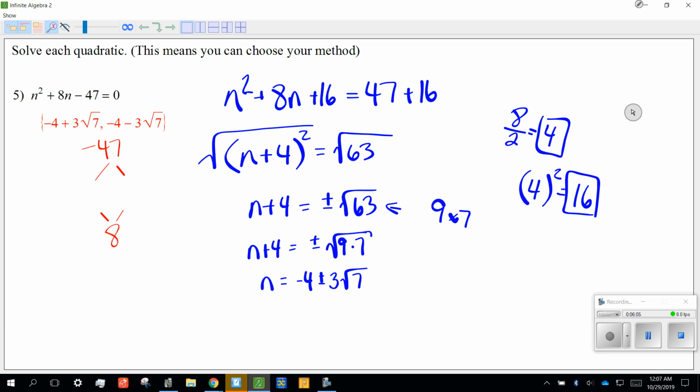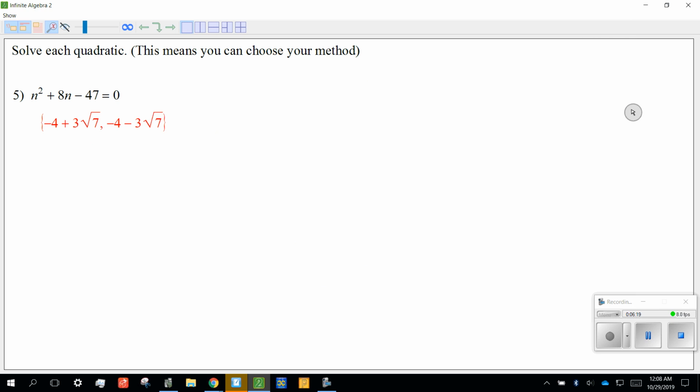One of them is the number negative 4 plus this number 3 square root of 7. But it's an irrational number, so we're just going to leave it like that. We're not going to try to take the square root of 7. That will result in a lot of rounding. All right.